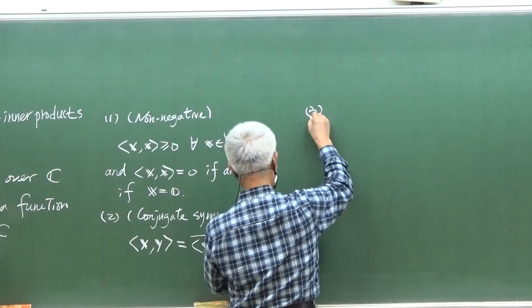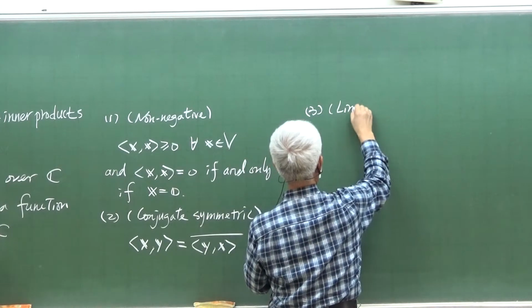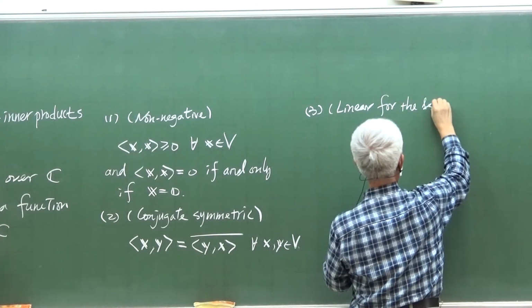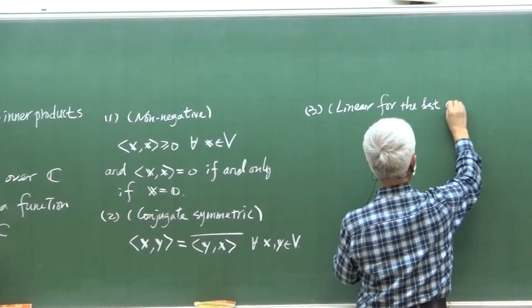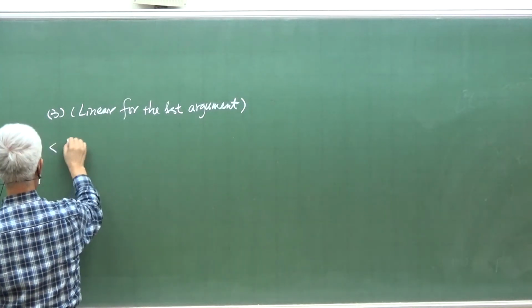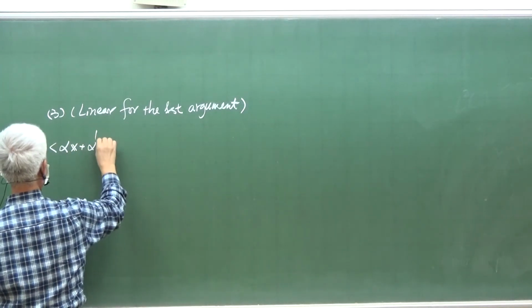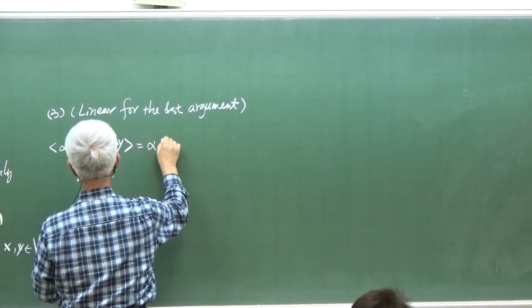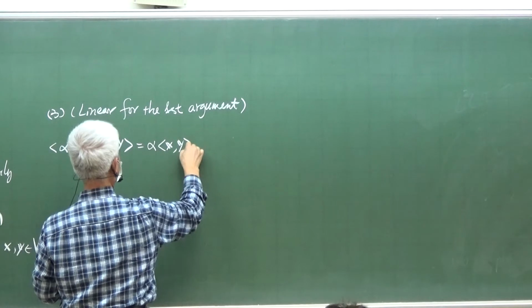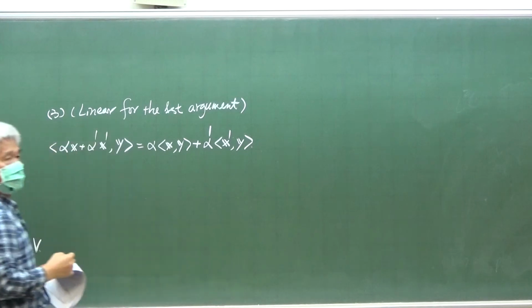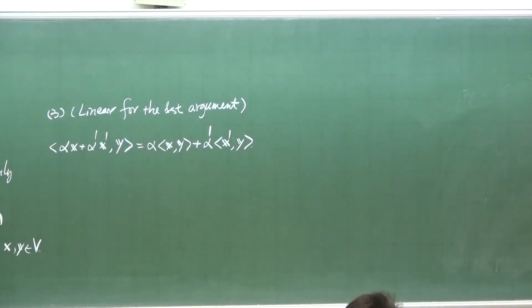And the third one is about linearity. It's linear for the first argument. Alright, so that is the inner product of alpha x plus alpha prime x prime with y is equal to alpha times the inner product of x with y plus alpha prime times the inner product of x prime with y. So you can see we have linearity for the first argument.